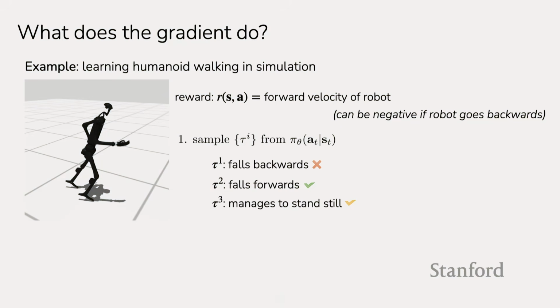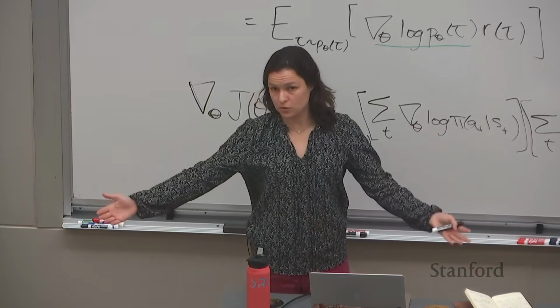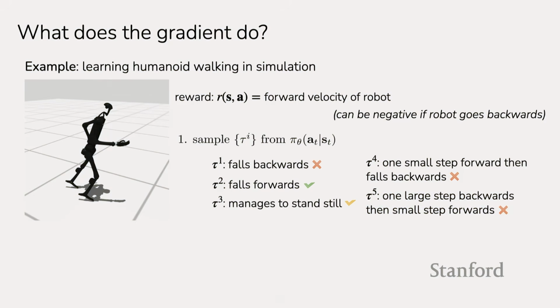Maybe in another trajectory, it manages to stand still. So the rewards would be 0 for that. In another trajectory, maybe it takes one small step forward and then falls backwards. And so the initial reward at the beginning of the trajectory would actually be getting positive rewards, and then later on it would be getting negative rewards, and the sum of rewards would be negative. And then maybe the last trajectory is it takes one large step backwards and then a small step forwards. And in this case, it would have kind of negative rewards and then some positive rewards, but the sum of rewards would still be negative.